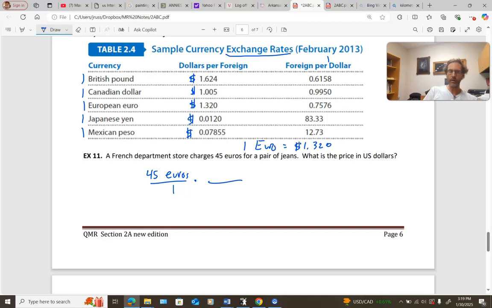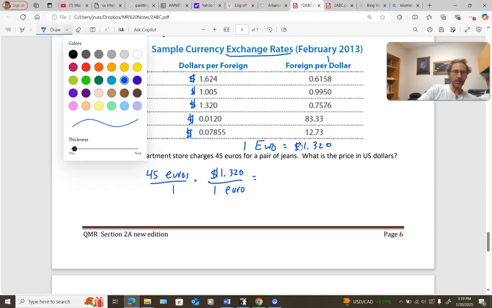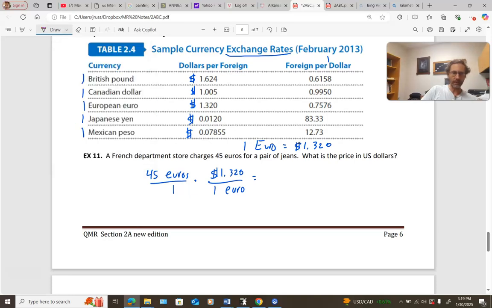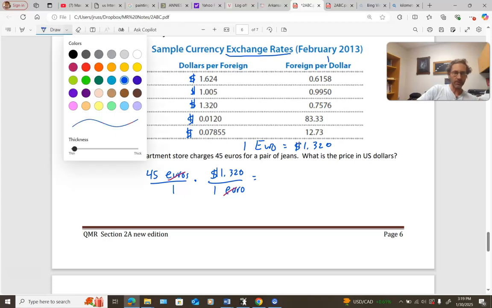All right, so what do I want to put where? Well, I want the euros to cancel. So I'll put the 1 euro on the bottom, and then I'm going to put the $1.320 in the numerator. And so now my units, euros, will divide out, and that's what I want. And I'll multiply straight across again.